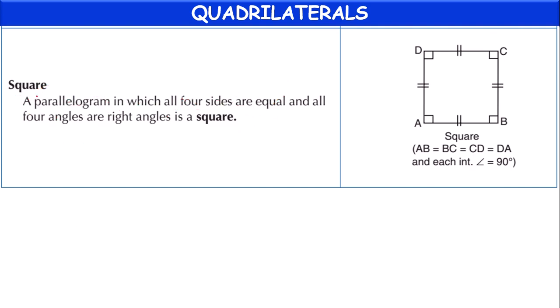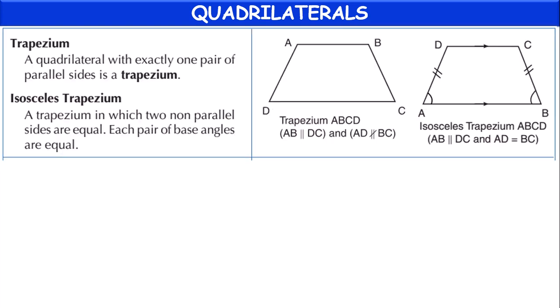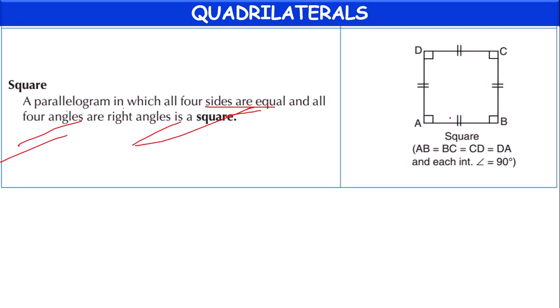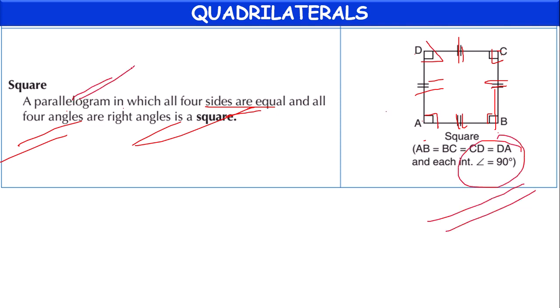Or a square is a parallelogram in which four sides are equal, four angles are right angles. So four sides A, B, C, D. So AB equal to BC equal to CD equal to DA. Four sides are equal. Angle A equal to angle B equal to angle C equal to angle D, each one equal to 90 degrees. So that is called as a square.